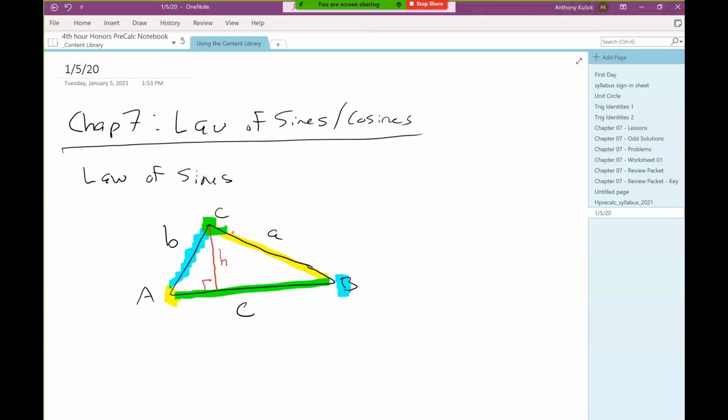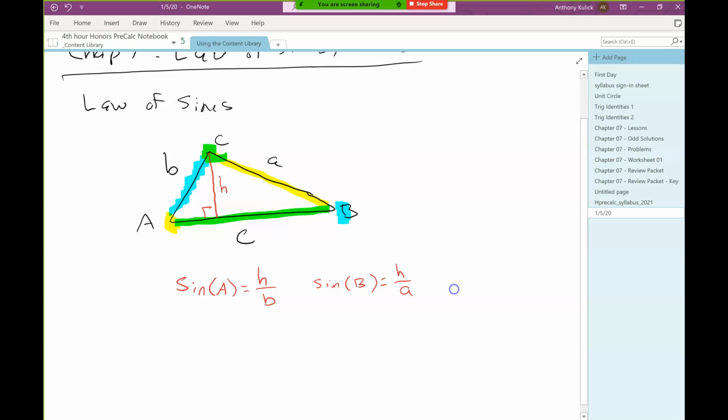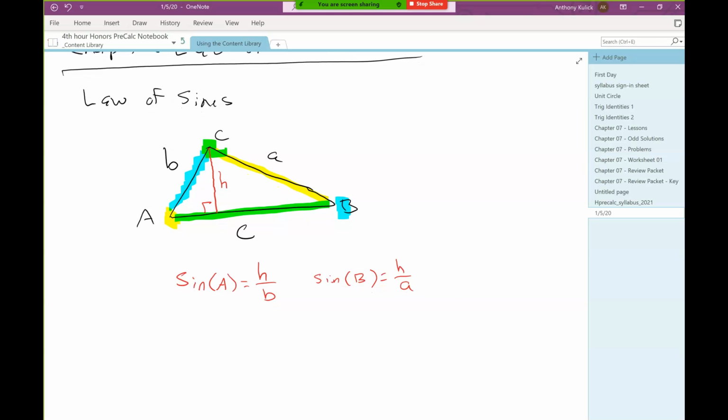And now I can use SOH-CAH-TOA because I have two right triangles. And there's two things that I can say. I can say sine of angle A is equal to opposite over hypotenuse. And I can say sine of angle B is equal to opposite over hypotenuse. Everybody okay there? Nothing tricky going on. Notice that each of these contain the one variable that is the same. They both contain the variable h.